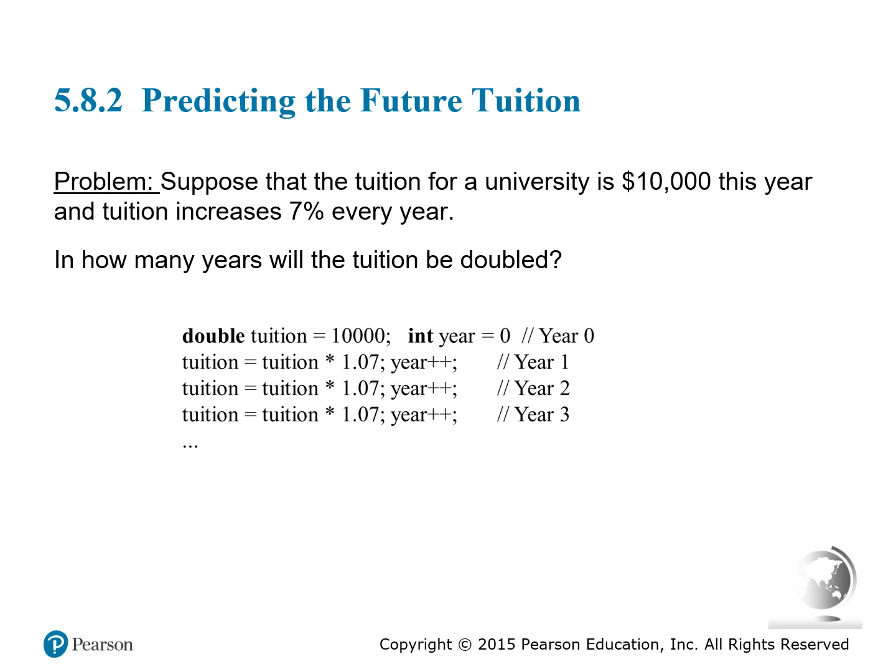Listing 5.10 solves this problem using current tuition, or tuition at year 0, as $10,000. That means we must use tuition less than $20,000 as our loop continuation condition.